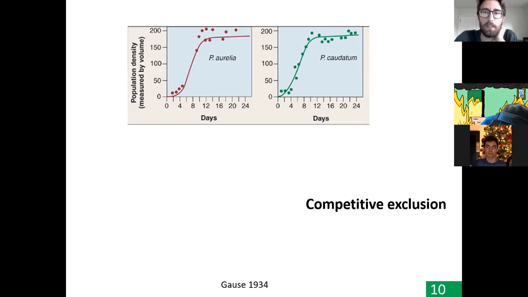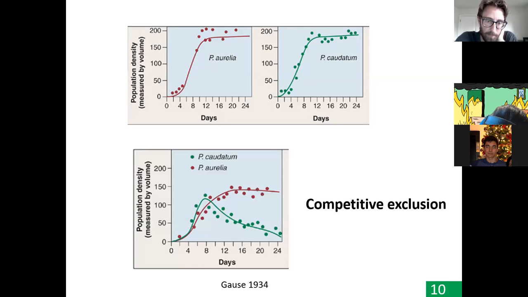You can see the typical logistic type growth with these Paramecium, and both of them have a pretty similar carrying capacity, just under 200 individuals with that amount of resources that he gave them. And when he grew these two species together, it turns out that Paramecium caudatum is more strongly affected by their interaction than Paramecium aurelia. And so aurelia survives and persists while caudatum ends up going extinct in this example.